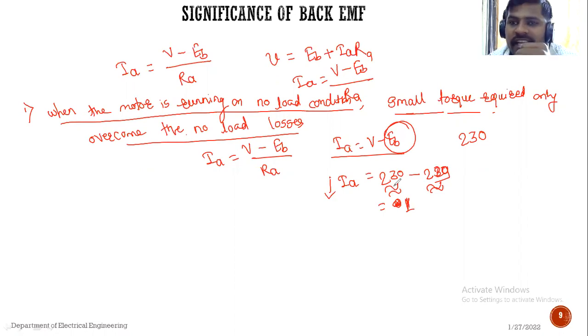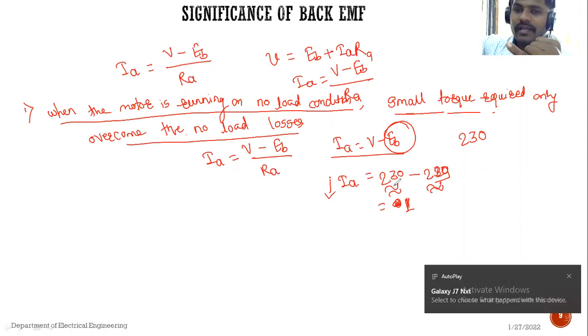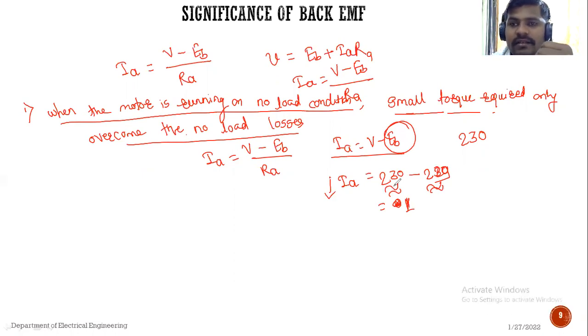When the motor it is running on no load condition, ज्यावेळेस मोटर नो लोड कंडिशन ला रन होते, at that situation the torque requirement for the motor is required only to overcome the no load losses, and hence the current taken from the armature or from the supply it is very small. And when the current taken from the supply it is very small, so the back EMF of the motor it is nearly equal to supply voltage.